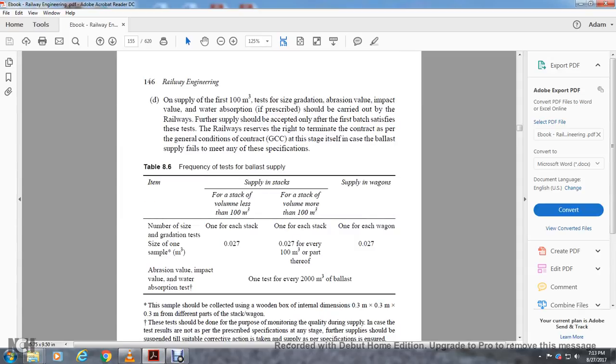Frequency of tests for the ballast. For the size gradation test: 1 sample per 100 cubic meters, with 1 on each stack of up to 100 cubic meters and 2 on each stack of more than 100 cubic meters. For supply by wagons, 1 for each wagon. For the abrasion value, impact value and water absorption tests: 1 test for every 2,000 cubic meters of ballast.